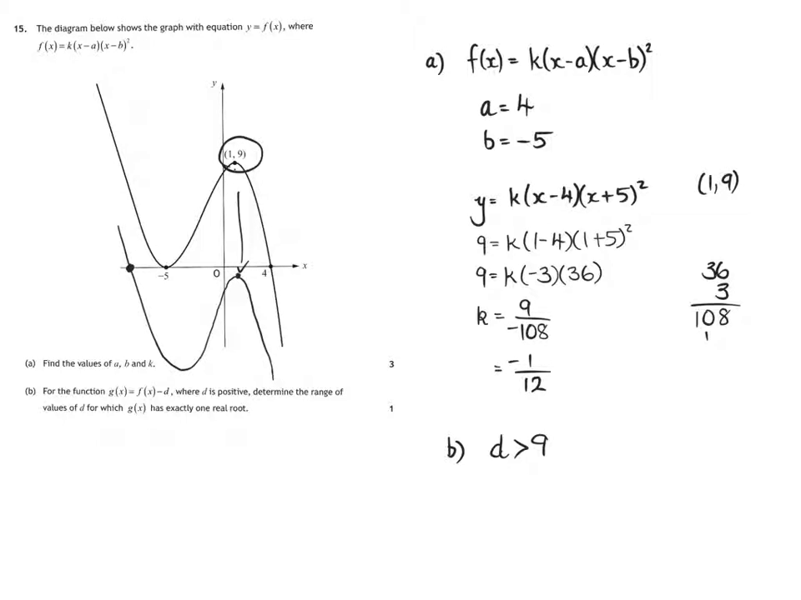As long as that maximum turning point is below that axis, we're going to have only 1 root. Okay, so the marks for this are 1 for 4, 1 for -5, 1 for -1/12, and then 1 for d has got to be greater than 9. Right, okay, so that's it for the 2016 paper 1.